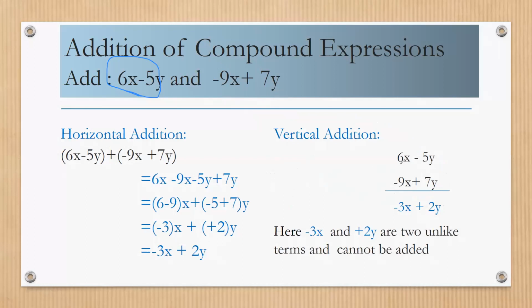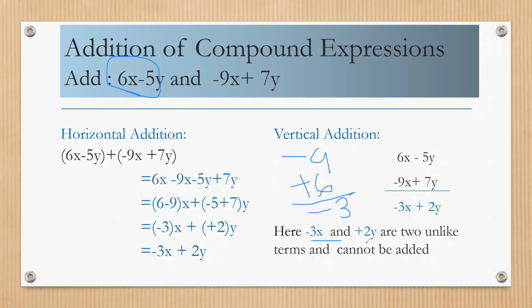Now here minus 9 plus 6. Here the negative number is bigger, so we get the answer negative. 9 minus 6 is 3, so we get minus 3x.